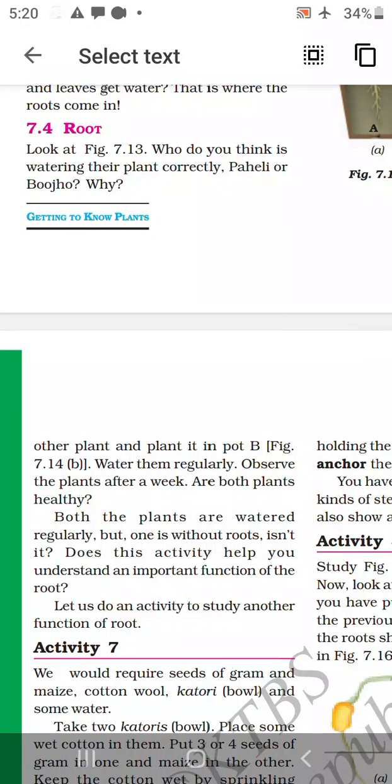Root is very, very important. Root gives support to the plant. That's why we have to water the plant regularly. If we don't water the plant regularly, the roots will not get water.